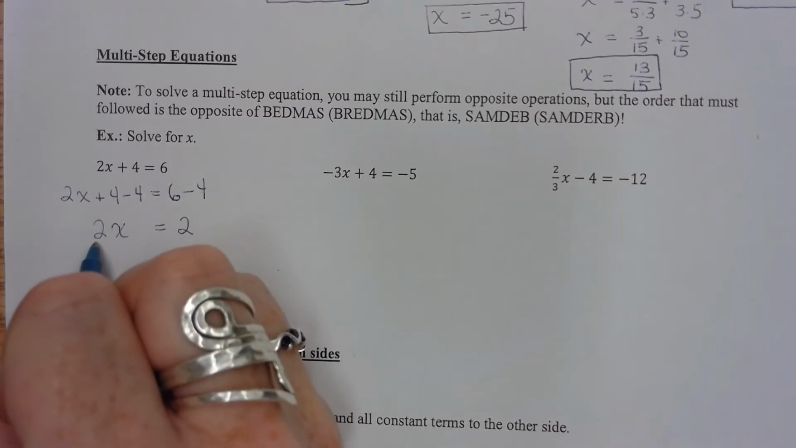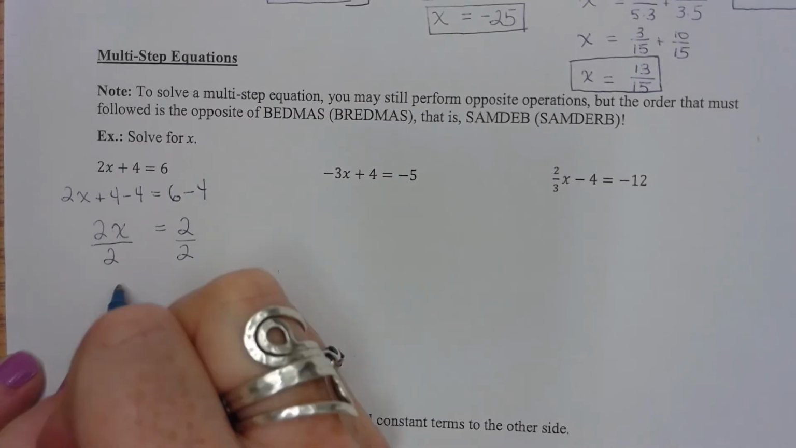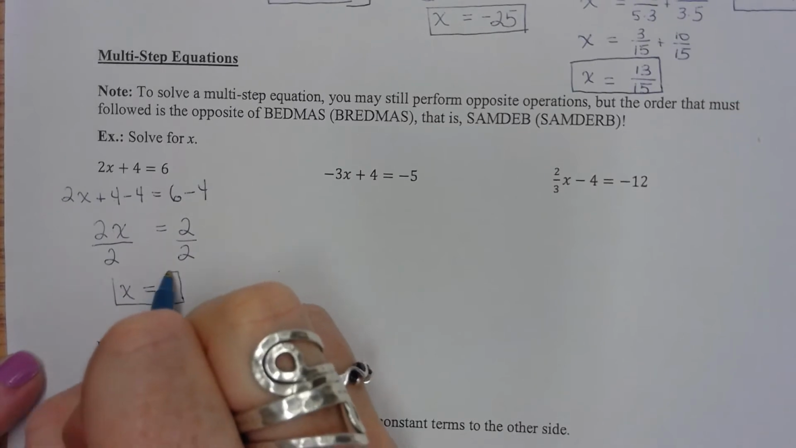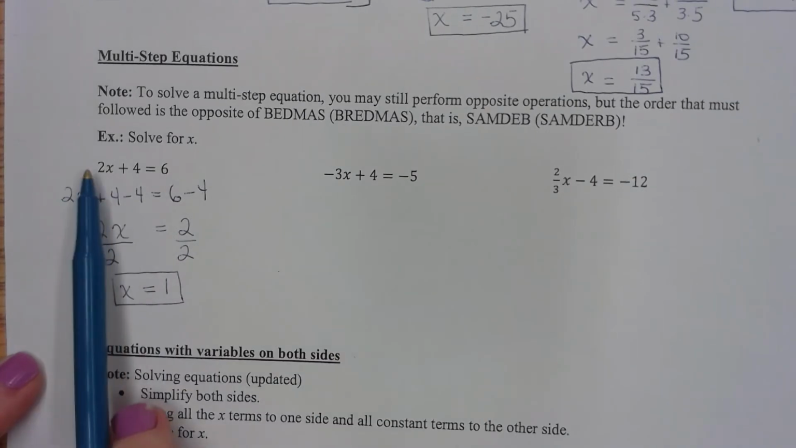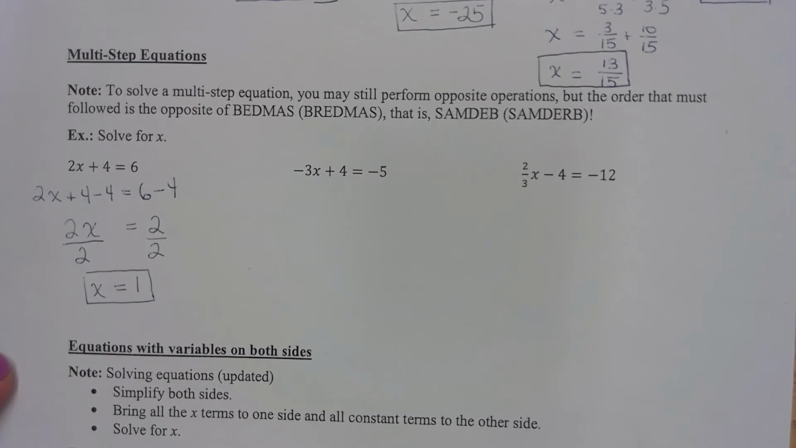So I want to do the opposite operation, which is division. So I'm going to divide both sides by 2. And x is now equal to 1. And I can go back and double check it. 2 times 1 is 2, plus 4 is 6. Yep, I got the right answer. So let's try that again.